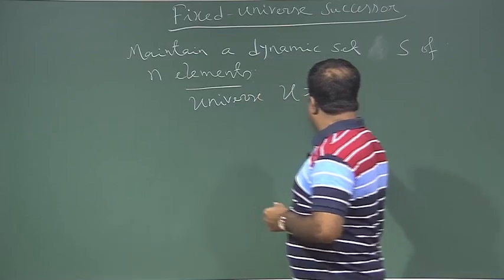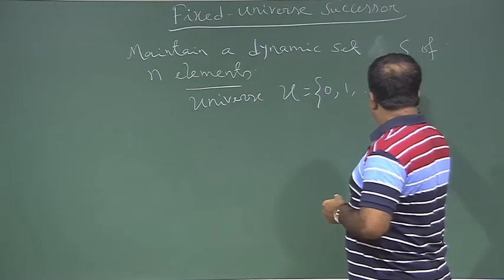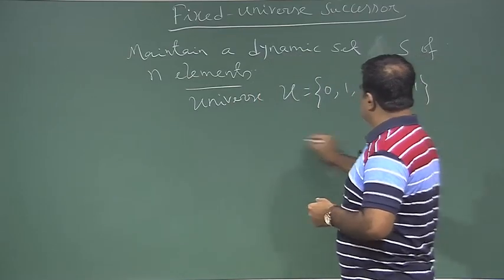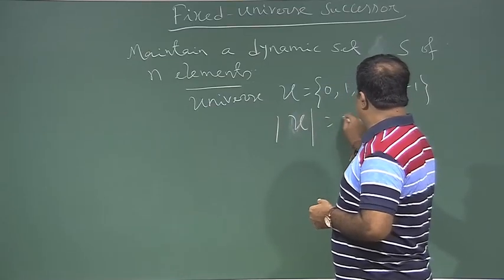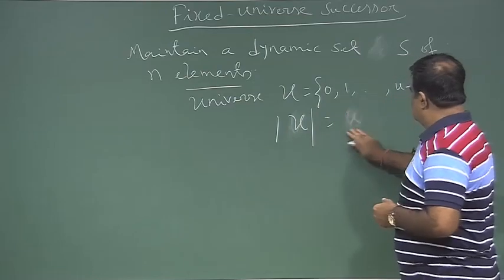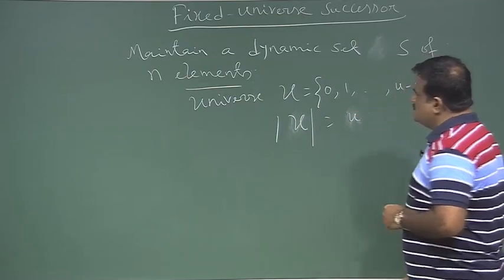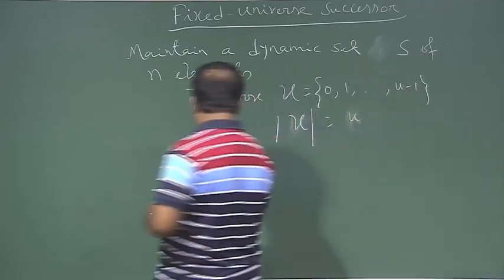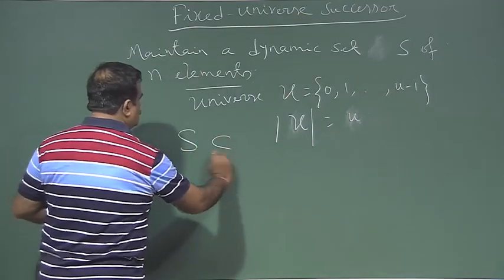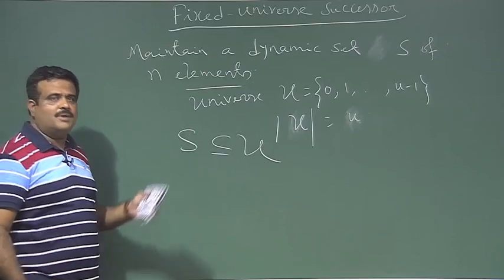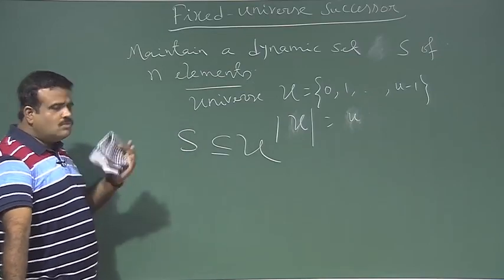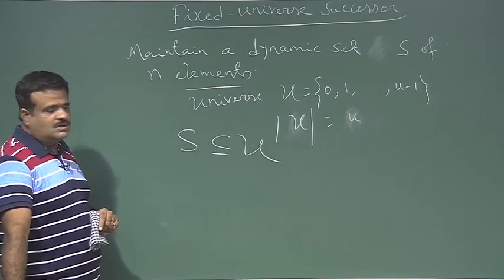U, which is basically 0, 1 to small u minus 1, and the size of this universe is small u. Okay, so this is the problem. S is a subset of U, so the elements of S are coming from a fixed universe. So we know the elements of S, and this set is dynamic.